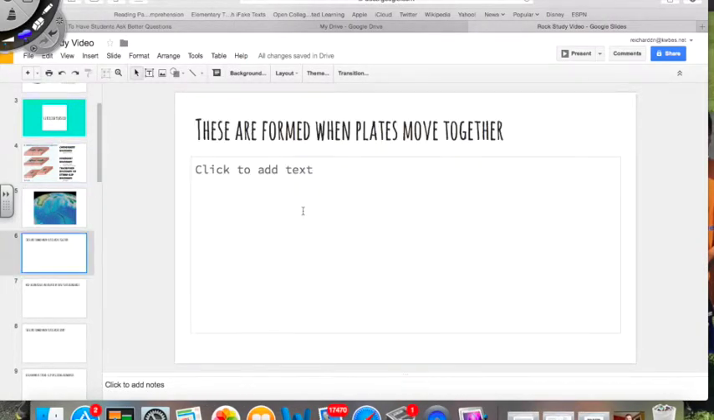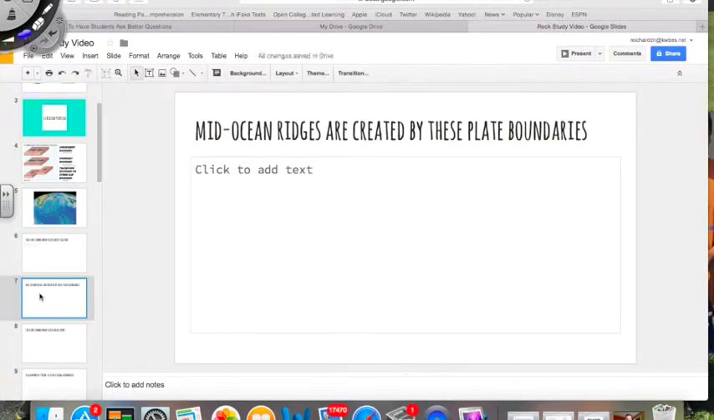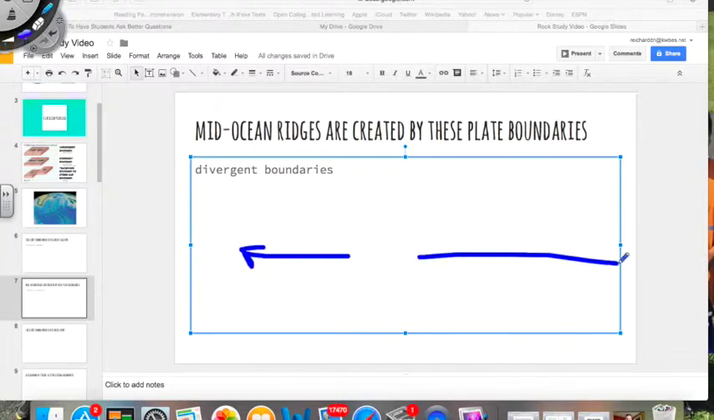So these are formed when plates move together. Correct, that is a convergent boundary. Very good. Let's go on to the next one. Mid-ocean ridges are created by these plate boundaries. Think about it. Yes, you are right. Those are divergent boundaries. Just remember, because the plates are going away from each other.